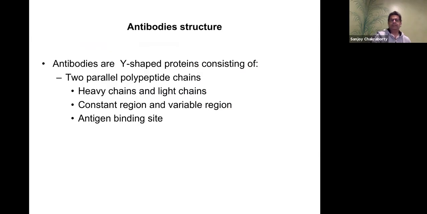Now, a little bit about the antibody. Antibody is a protein molecule. It consists of polypeptide chains. We have 4 chains in one antibody, 2 heavy chains and 2 light chains. Heavy chain means it's a long chain, the molecular weight is heavy, and light means the molecular weight is less. So that's why they appear light.